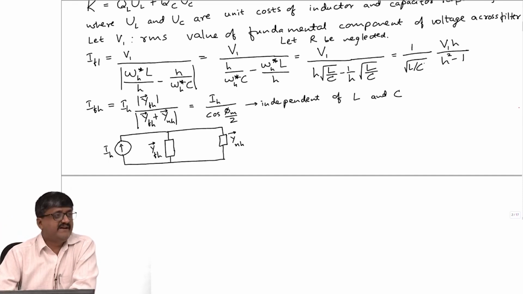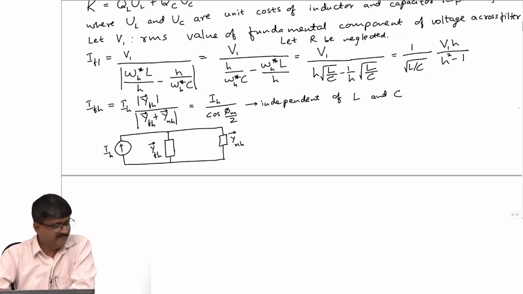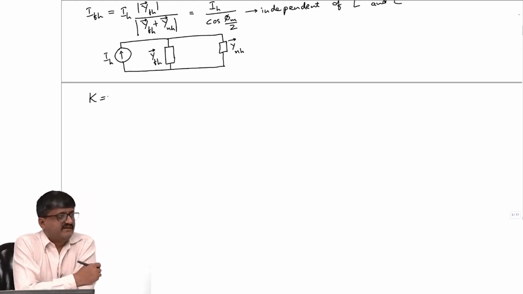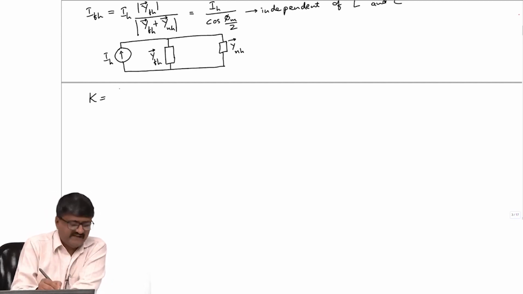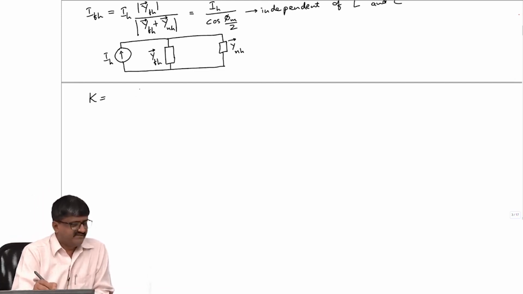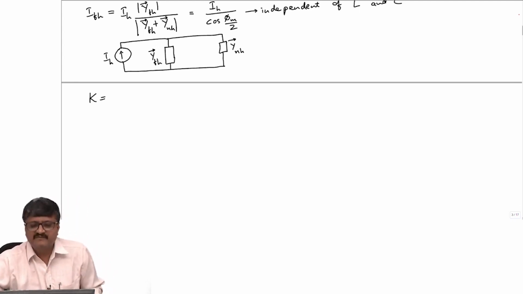I1 is dependent on L and C. Okay, so let me get back to the expression for cost. The cost K is the inductor rating into unit cost. If I take the inductor rating QL, it has two terms, I1 squared. So I substitute the expression for I1, which I just derived.